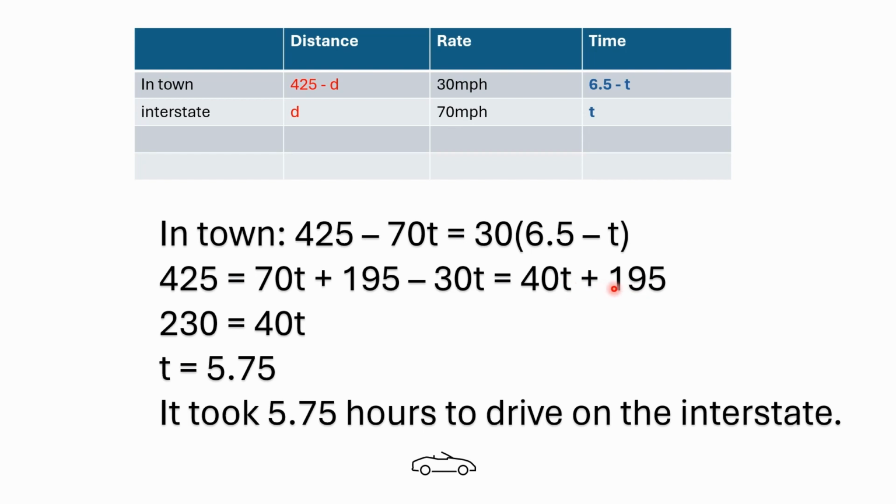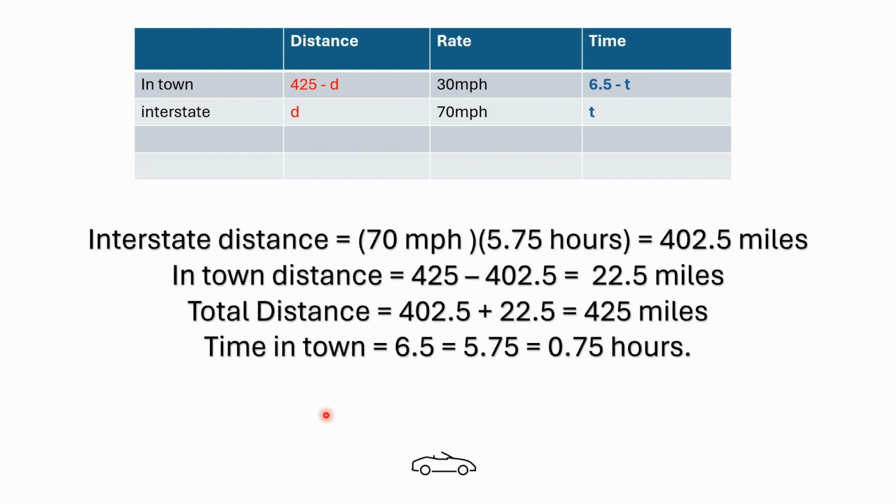Now we can simplify further. We can subtract 195 from both sides of the equation. That'll give us 230 equals 40t. Well, we divide both sides by 40. We can isolate t. T equals 5.75. So that tells us it took 5.75 hours, or 5 3/4 hours, to drive on the interstate. Well, we know it took 6.5 hours for the total trip. So whatever is left out of that would be the time driven in town. So, we're well on our way to solving this.